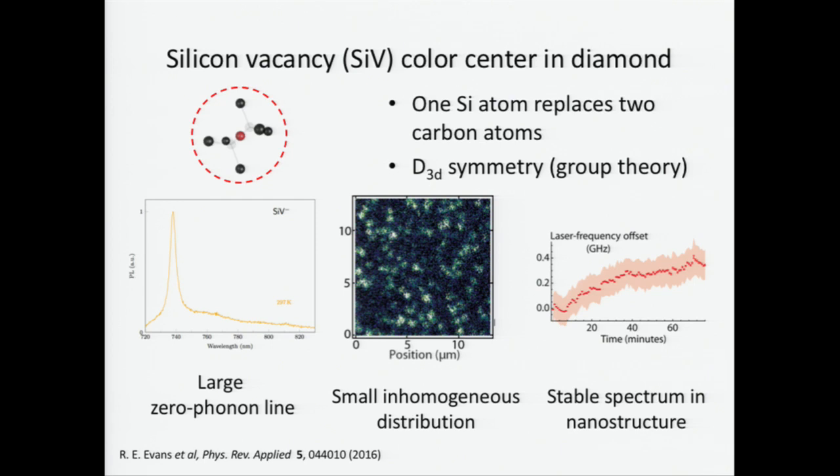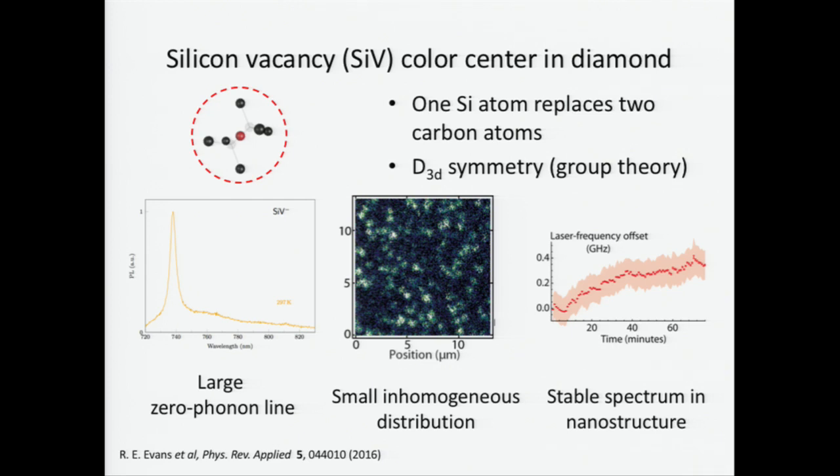So SiV has become popular because it has some good optical properties, which are listed here. The first one is it has a large zero phonon line, which means whenever it makes a transition between ground and excited states, it's not always a direct transition from here to there. Sometimes it involves lattice vibrations, which are called phonons, and it can absorb or emit phonons. And when that kind of transition happens, its coherent property gets destroyed. So that's not the transition you want.